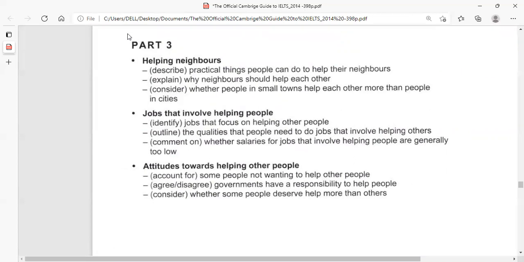Describe the practical things people can do to help their neighbors. Here also, in Round 3, we have to speak for 1 or 2 minutes. We have to describe, it is not a short answer. Ma'am, in Round 3, are these questions very simple and straightforward like Round 2 and Round 1, or do the questions have a bit of a twist? No, there is a bit of a twist in this. You have to describe the things. What is the twist? Twist means you have to elaborate more here, ma'am.